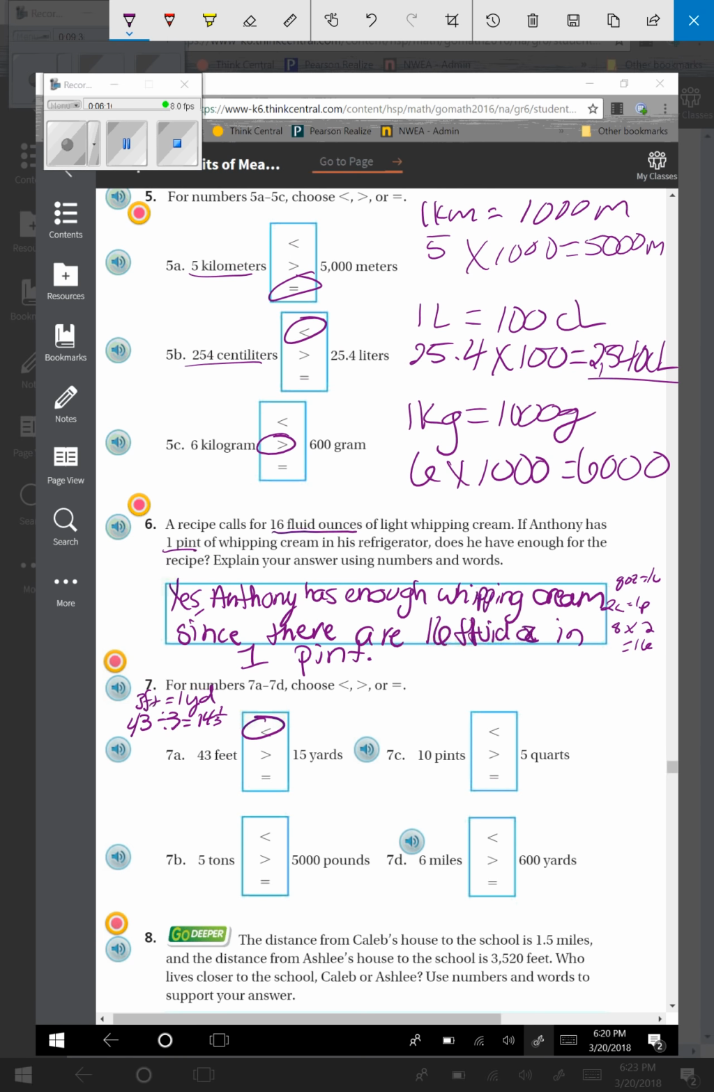10 pints and 5 quarts. There's 2 pints in 1 quart. So 10 divided by 2 equals 5. So 10 pints equals 5 quarts. 5 tons and 5,000 pounds. 1 ton equals 2,000 pounds. So 5 times 2,000 equals 10,000. So that would be greater than 5,000 pounds.